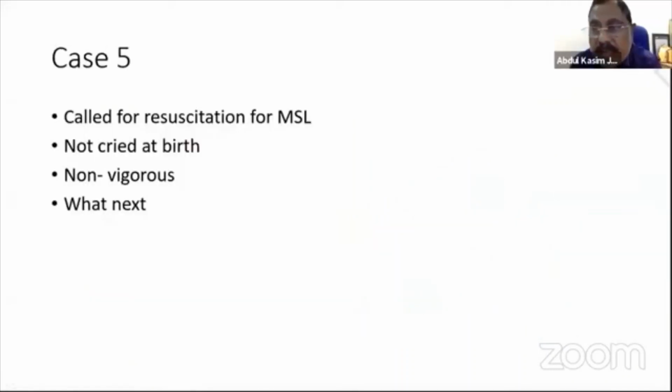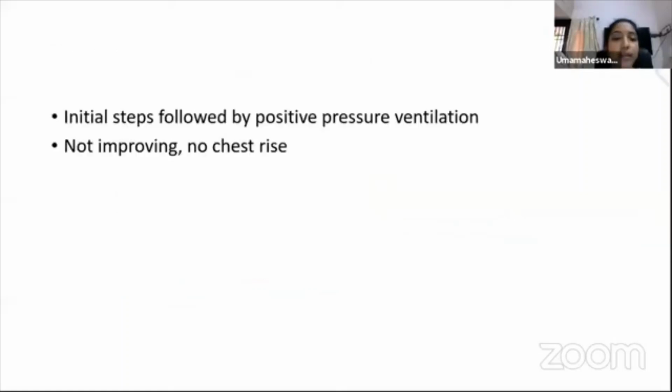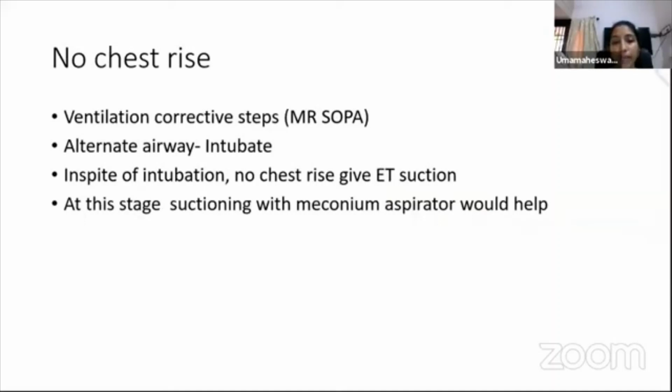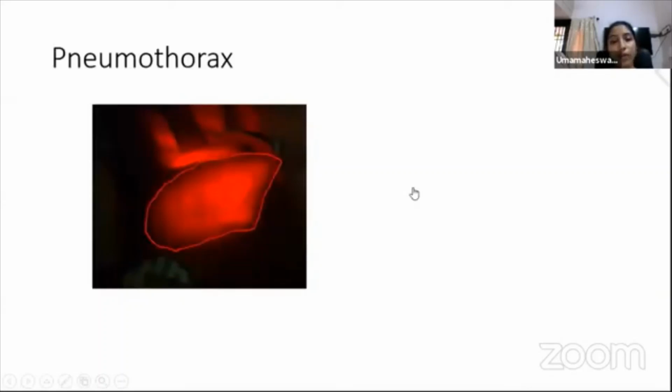One more, last scenario. Baby was called for resuscitation for meconium stained liquor, not cried at birth and non-vigorous. We know that there is no role of intubation at birth in spite of being non-vigorous. And if there is no chest rise in spite of MR SOPA, that time one would use the meconium aspirator and suction out. So if no meconium is recovered, proceed for resuscitation. If meconium is recovered, you can check the heart rate. And if the baby is breathing well, then you can proceed. So one can suspect pneumothorax if there is no response.